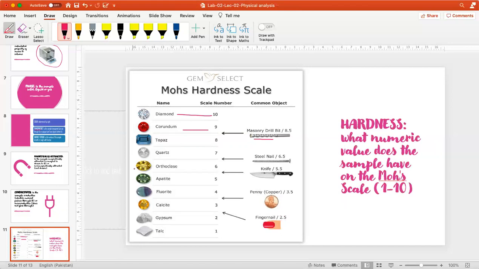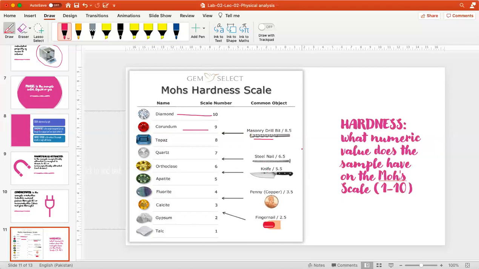Besides this, here you have different stones. These are all stones: topaz, quartz, orthoclase, apatite, fluorite, calcite, gypsum, and talc. So this is their hardness. If you observe this, diamond is the hardest thing.